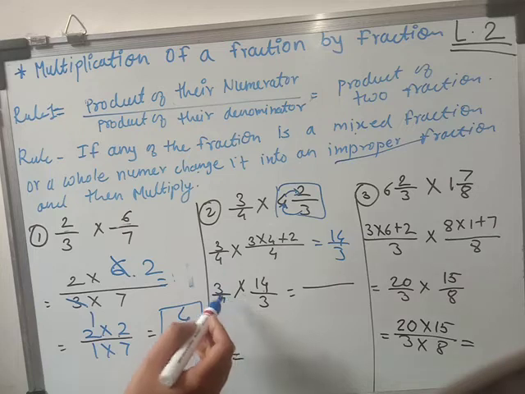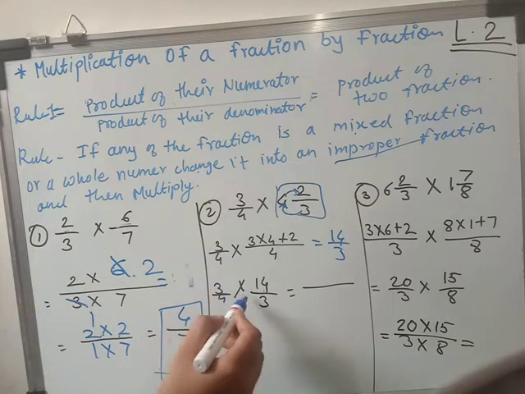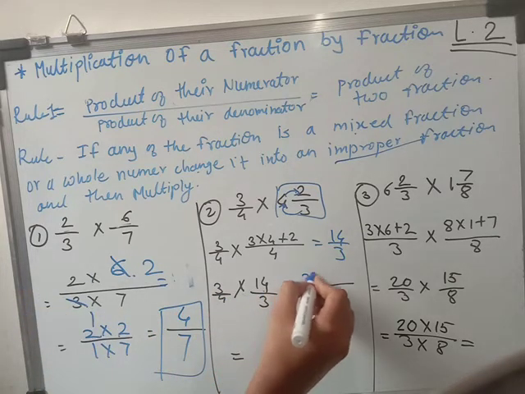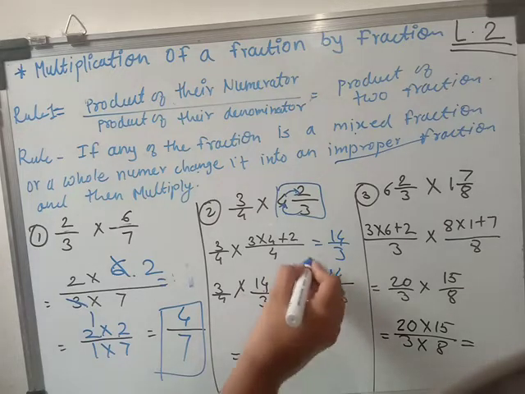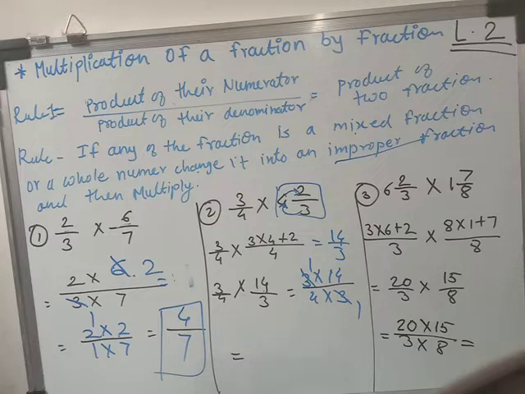Now let's multiply 3 upon 4 multiplied by 14 upon 3. So 3 multiplied by 14, 4 multiplied by 3. Again 3 ones are 3, 3 ones are 3. Okay, 4 and 14 are both divisible by one number. Which common table are these two numbers in? That is 2.